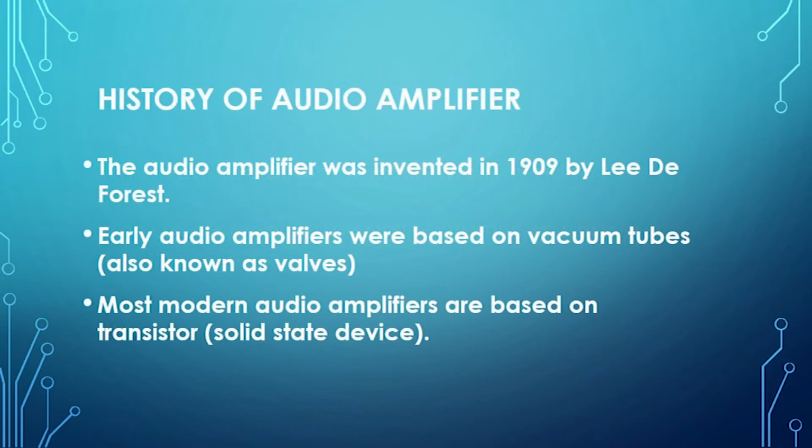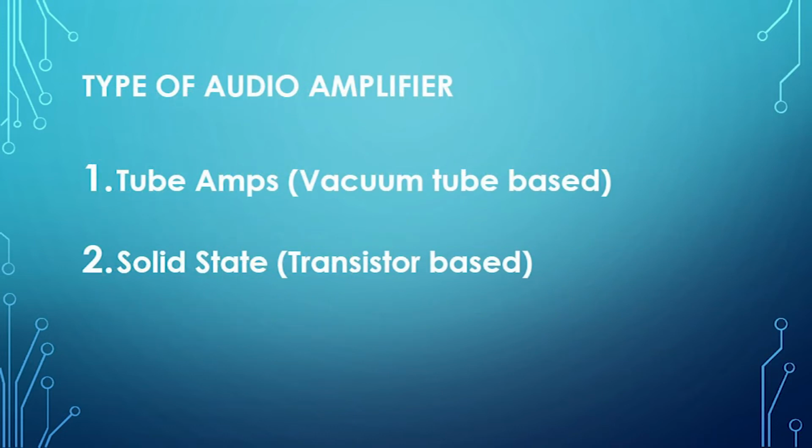History of the audio amplifier. The audio amplifier was invented in 1909 by Lee DeForest. Early audio amplifiers were based on vacuum tubes, also known as valves. Most modern audio amplifiers are based on transistors, solid-state devices. There are two types of audio amplifier: 1. Tube amps, vacuum tube-based. 2. Solid-state, transistor-based.